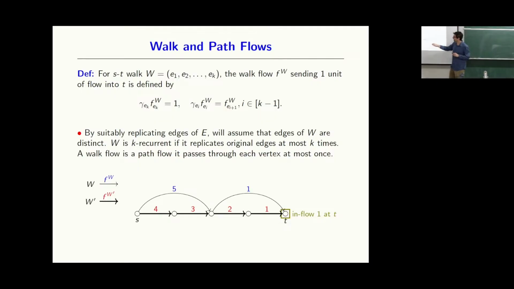Here are the kind of objects that we're looking at. We're looking at two different walk flows, or in this case path flows, into T that send 1 unit into T. We want to build a small collection of these walk flows such that any path flow is dominated by one of them, which will mean that the walk flow will be cheaper in terms of sending 1 unit of flow into T, and will use a smaller fraction of the capacities. Those are the two things we're looking for. And the question is, how do we do this? How do you build this collection?